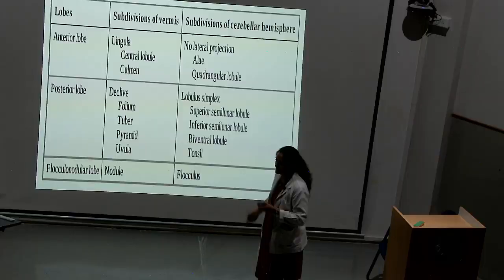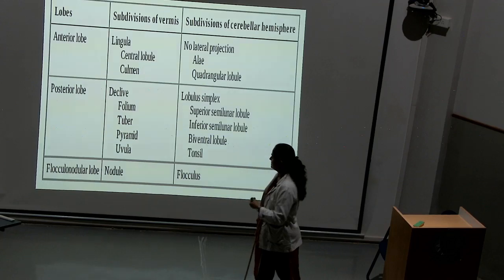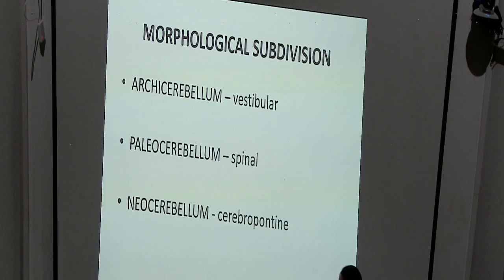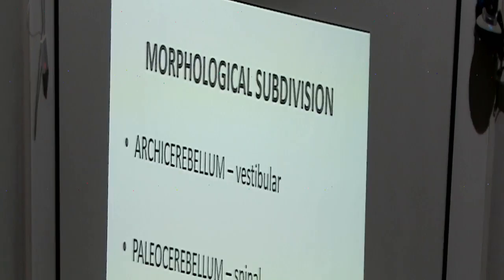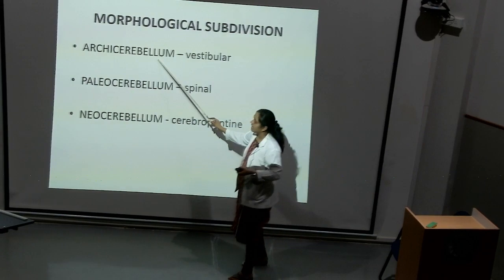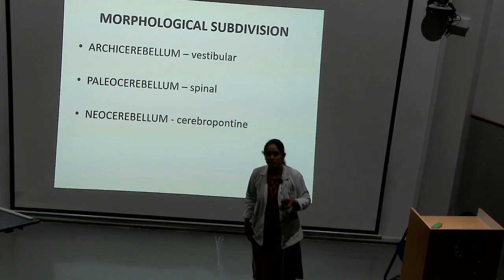Now, each one of them corresponds to certain functions or to certain morphology. We will see that coming now. Coming to the morphological subdivisions, according to the development, which part of the cerebellum develops first, we have three parts. The archicerebellum represents the oldest cerebellum to develop, and it was seen in aquatic mammals. It is concerned with the vestibular function and mainly concerned with control of equilibrium and posture of the body.